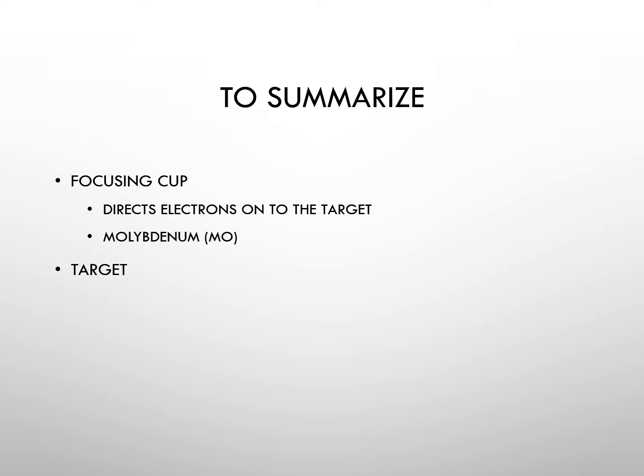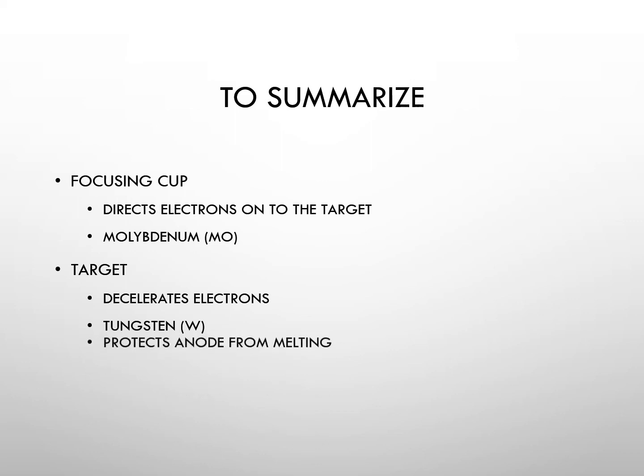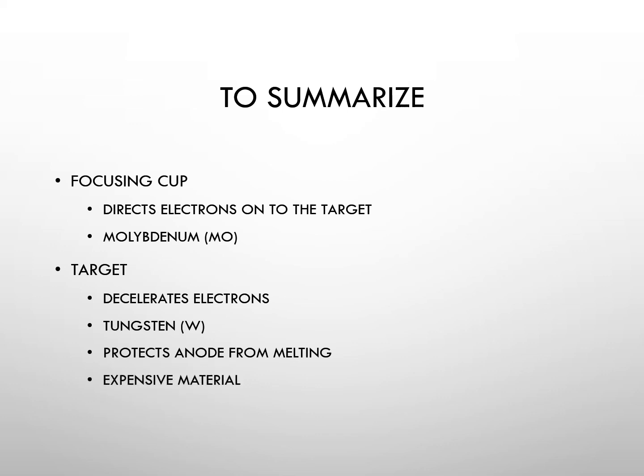The target is where the electron stream is decelerated and where the electrons emanate from the focal spot. It is made from tungsten and is very heat resistant to prevent pitting or melting of the anode. The target makes up a small percentage of the anode because tungsten is an expensive material.